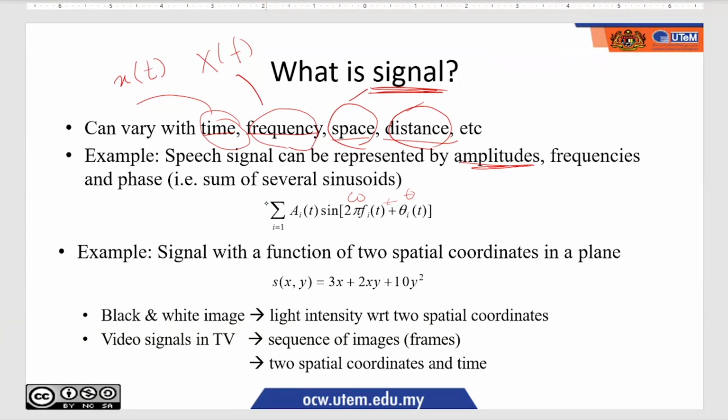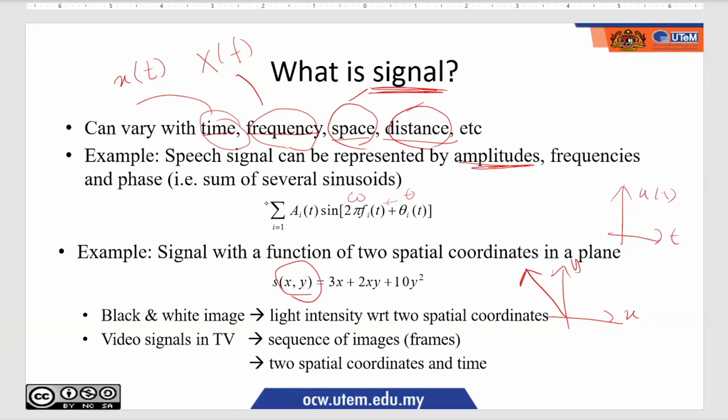Okay, then we go to the example of a signal as a function of two spatial coordinates in a plane. Whereby they have x and y at the same time. So this is not normal like x(t), right? This one is one coordinate for the time domain.